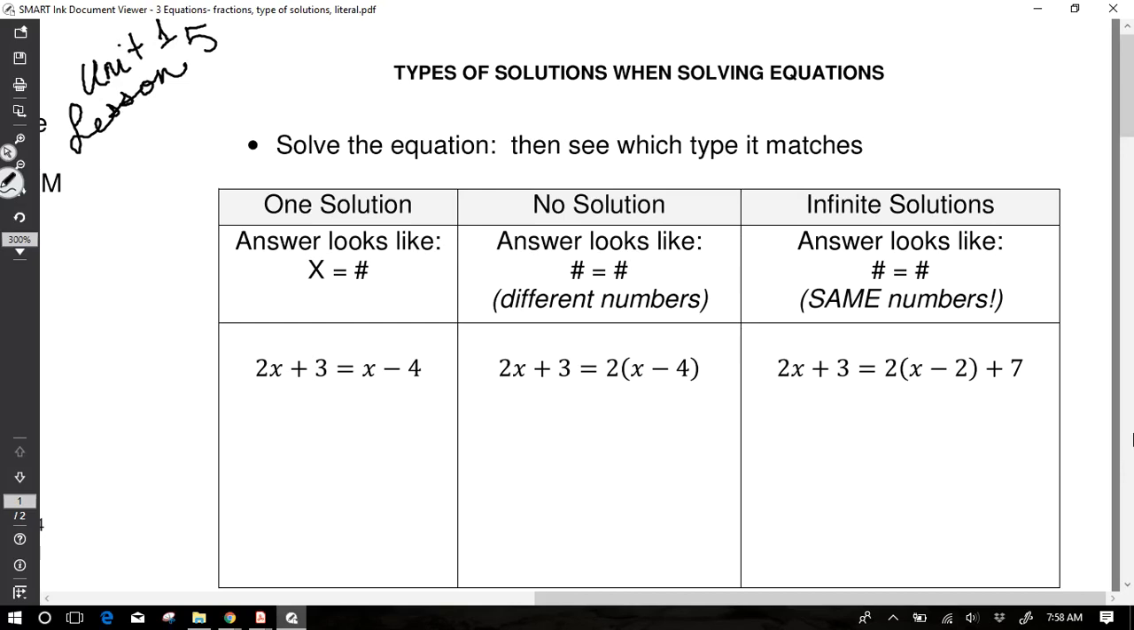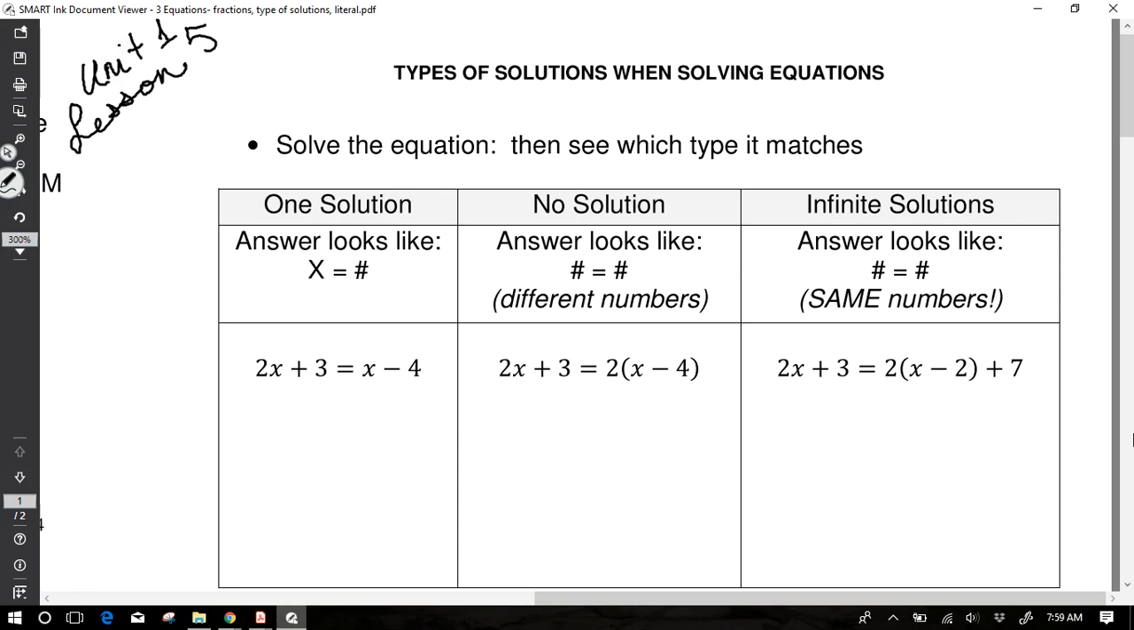So today's lesson is going to be Unit 1, Lesson 5. And again, just like our last lesson, everything that I talk about today is going to be brand new for you, unless maybe your 8th grade teacher touched on it just a little bit. We are going to discuss types of solutions that you could get when you're solving equations. So far, all of the equations that we've solved have had a single answer.